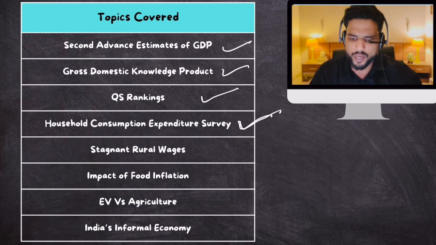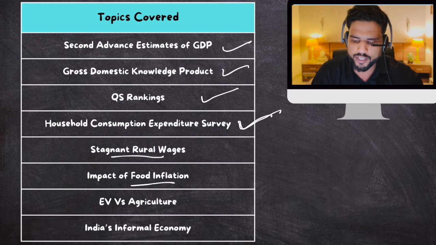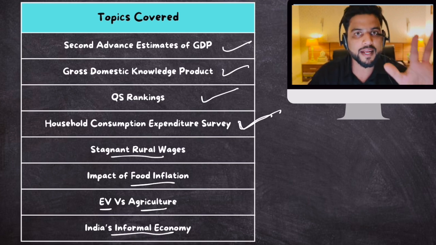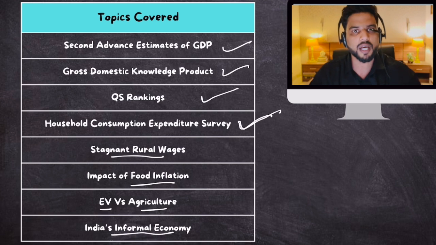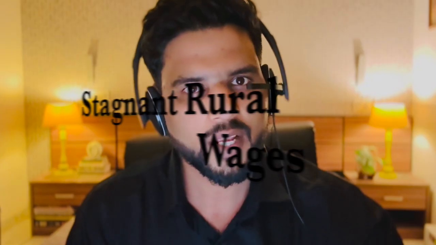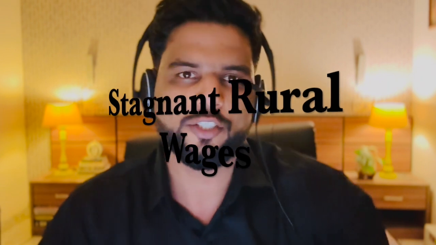So today we are going to begin with stagnant rural wages, and then we'll talk about food inflation, then electric vehicles versus agriculture, and then India's informal economy. So today we will complete the entire topic of economic growth and development. Please pay close attention because we are going to start with stagnant rural wages. Okay. So stagnant rural wages.